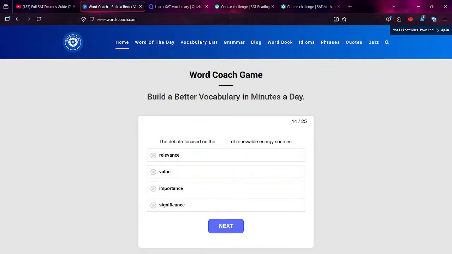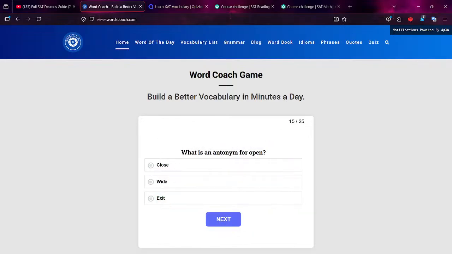The debate focused on the blank of renewable energy sources. So I think the debate focused on the relevance of. I don't think the relevance makes sense here. The value, importance, or significance. I think importance and significance mean a similar sort of thing. So we could go with. Okay, so it was significance here.